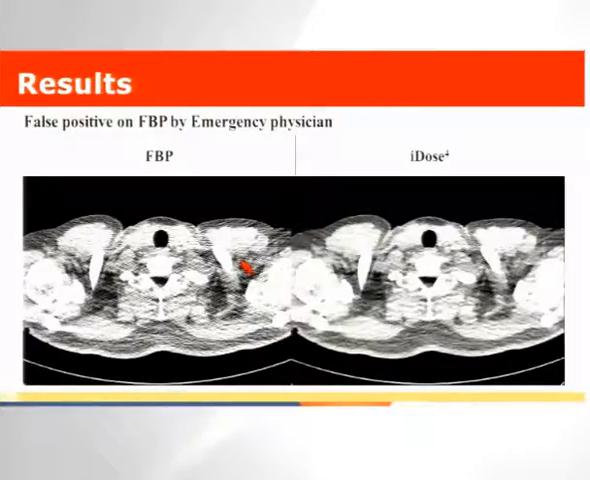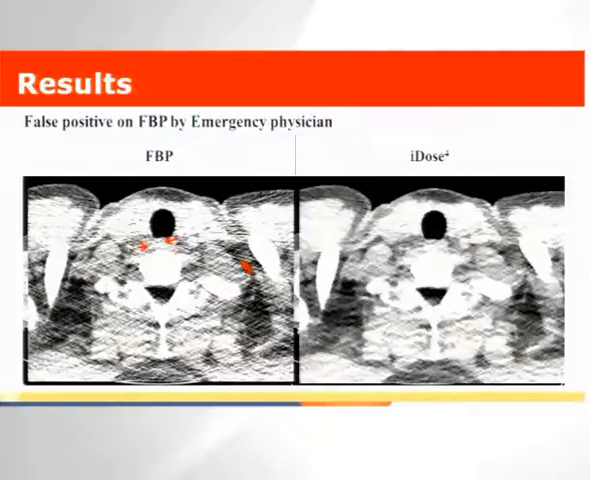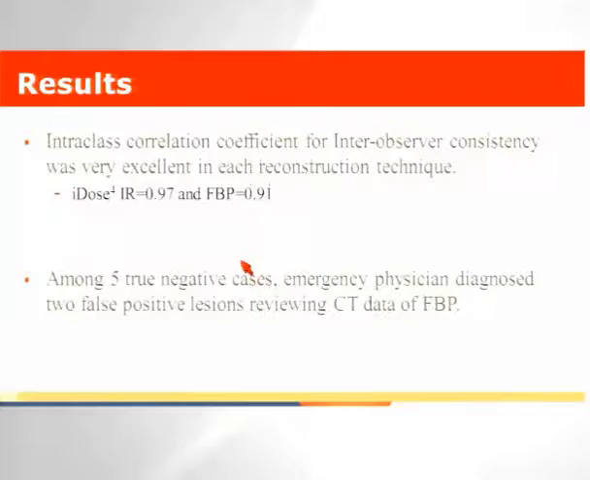This is an example of a false positive made by the emergency physician. As you can see, the FBP image has a mottled and grainy image texture. The emergency physician diagnosed a cervical esophageal foreign body only on FBP images. Inter-observer consistency was excellent in each reconstruction technique, and among 5 true negative cases, the emergency physician diagnosed 2 false positives when reviewing CT data of FBP.